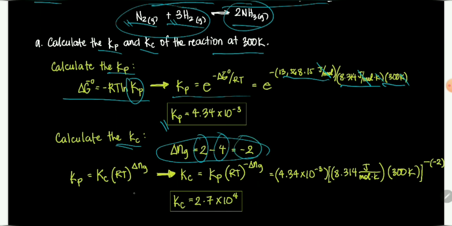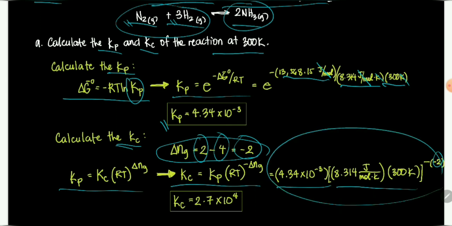So after nyan, calculate natin yung Kc using this equation. Kp is equal to Kc times quantity RT raised to the delta Ng. So kapag ni-rearrange natin, we will get Kc is equal to Kp times quantity RT raised to the negative delta Ng. So substituting the values, we have the 4.34 times 10 to the negative 3 for the Kp. So dito sa quantity na RT, 8.314 times 300 Kelvin for R and T respectively. Tapos negative 2 yung ating delta Ng. So the negative of negative 2 is positive 2. So kapag kinalculate natin itong expression na to, we will get Kc is equal to 2.7 times 10 to the 4th power.